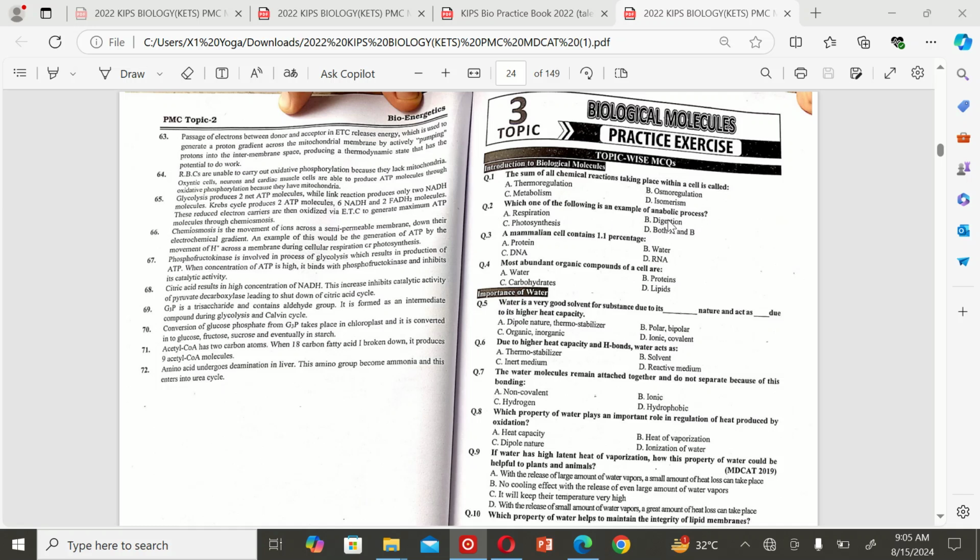The next MCQ is: which one of the following is an example of an anabolic process? A. Respiration, B. Digestion, C. Photosynthesis, and D. Both A and B. So the correct option is C.